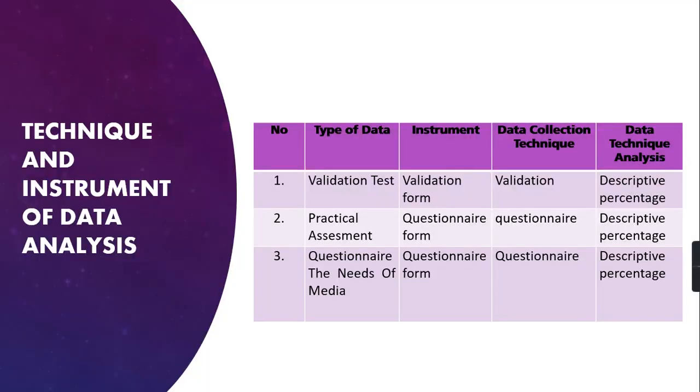Next, this is the technique and instrument of data analysis. On the technique and instrument of data analysis, there are three types that we use. The first type of data is validation test. The second, practicality assessment. And third, questionnaire on the needs of media. The instrument used is a validation form for the first, and the questionnaire form for the second and third. For data collection, we use validation, then questionnaire, and questionnaire again. And for data analysis technique, all of them use the descriptive percentage.